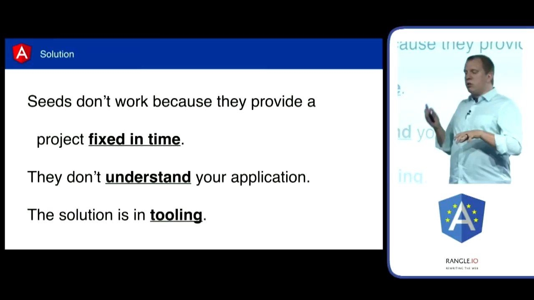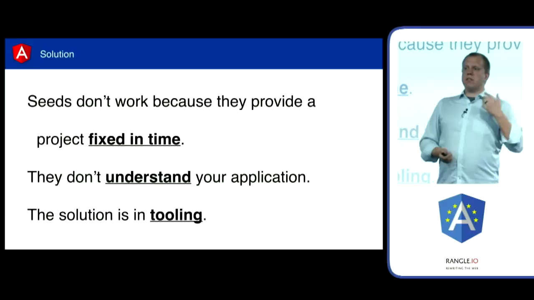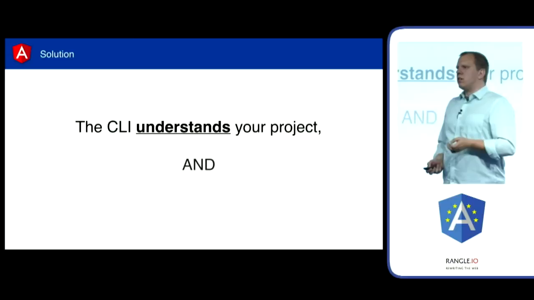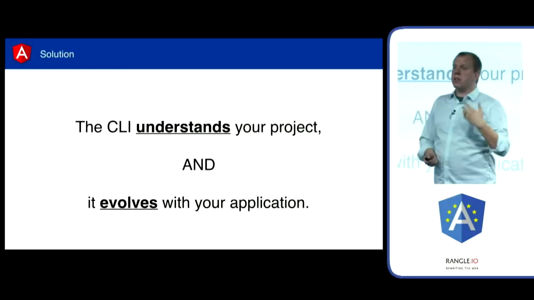You need to basically encapsulate those tools and hide them from you so that you don't have to think about them, so you can start working on your app. The CLI, the Angular CLI, when I say CLI, I'm not talking about anything else, by the way, just so you know. It understands your project, and it evolves with your application. It modifies your application. It lets you modify your application too, and then the CLI will understand your changes and will evolve with it.